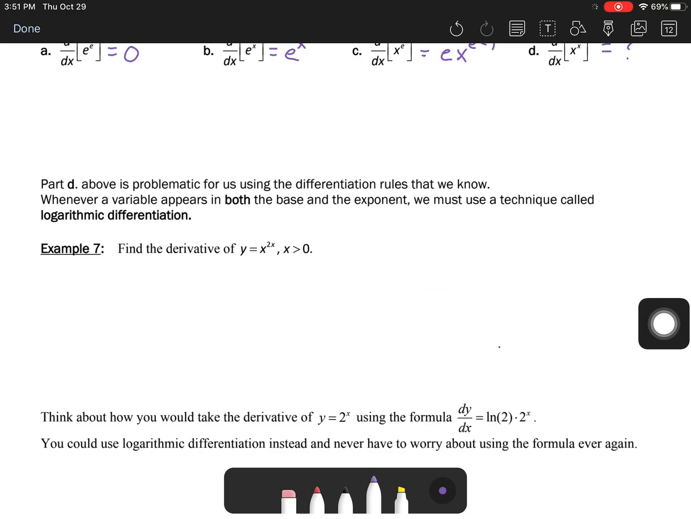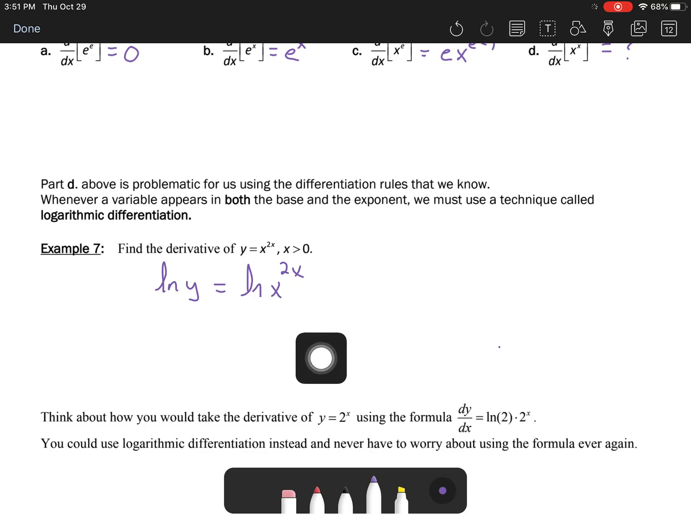So what we would do here, we would take the log of both sides of the equation. Typically you're just going to take the natural log. That's the easier one, because the e's appear quite a bit in here too. Natural log is the best one to use. So if I take the natural log of both sides of this equation, I'm just taking ln of y on this side, ln of x to the 2x on the right side.